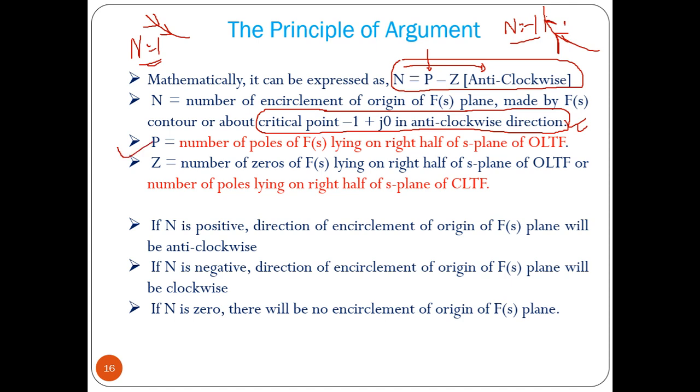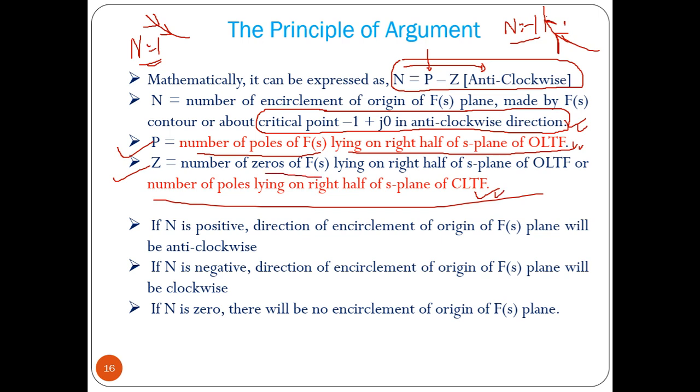What is P? P is the number of poles of the open loop transfer function lying on the right half of the S plane, and Z is the number of poles of the closed loop transfer function lying on the right half of the S plane, or the zeros of the open loop transfer function lying on the right half of the S plane of the OLTF. Okay, that is the main point.